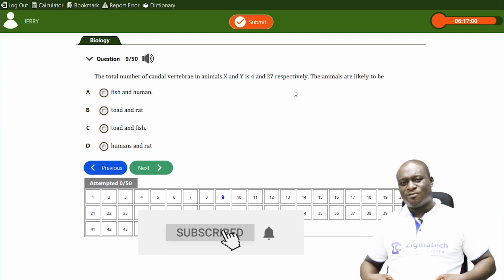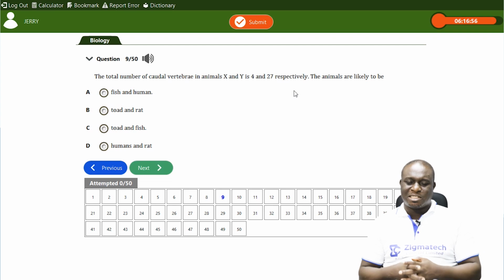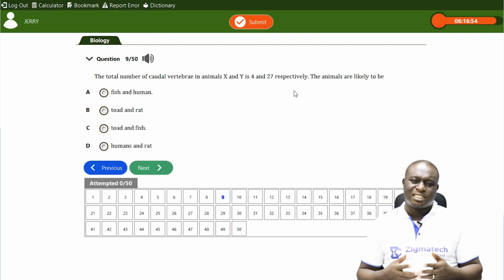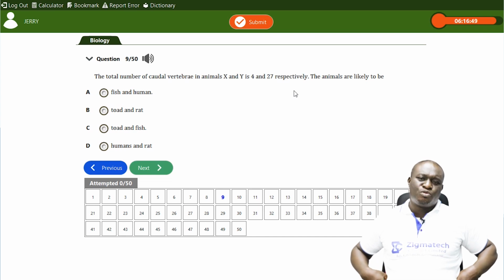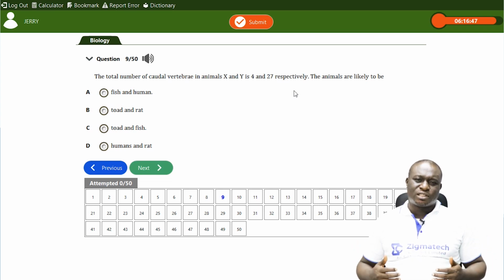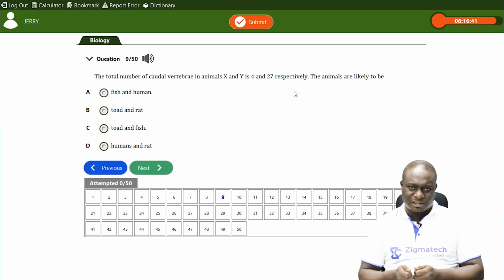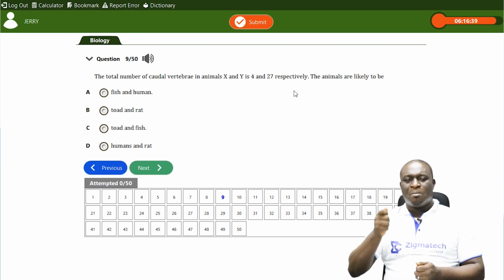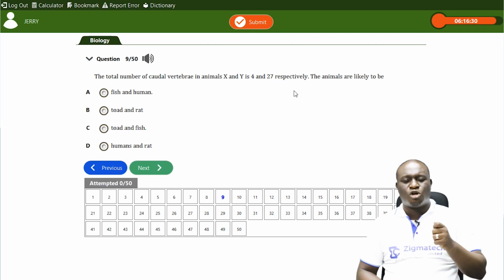Now, after the lumbar vertebrae and sacral vertebrae, we have what we call the caudal vertebrae. Another name for the caudal vertebrae is the tailbone. It is located at the tail region. Now, in humans, the tail region is 4. It is not so much because humans don't have tails. But there are several mammals that have tails. So in other words, their tailbone should be more in number compared to that of humans.